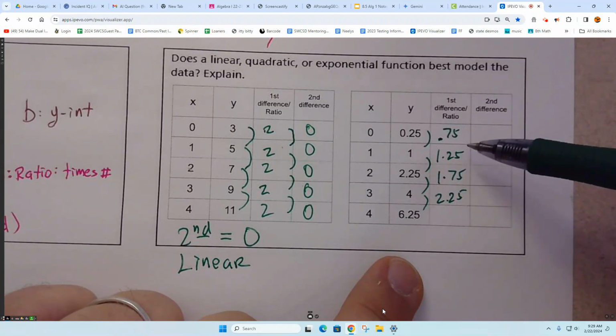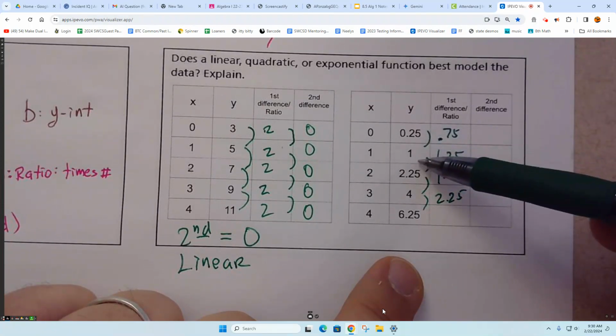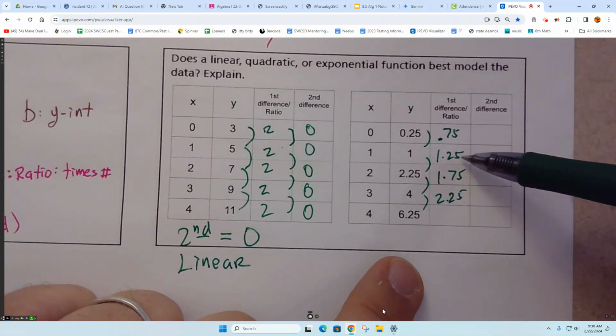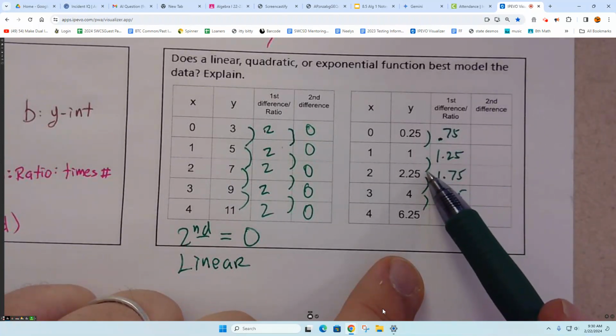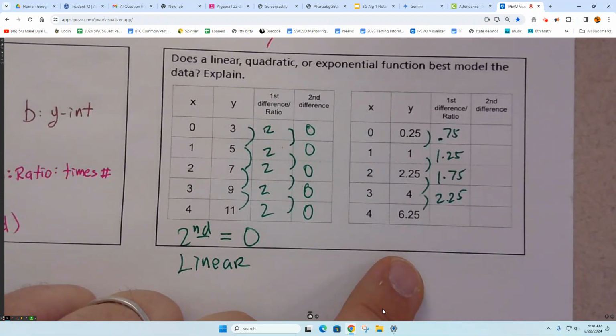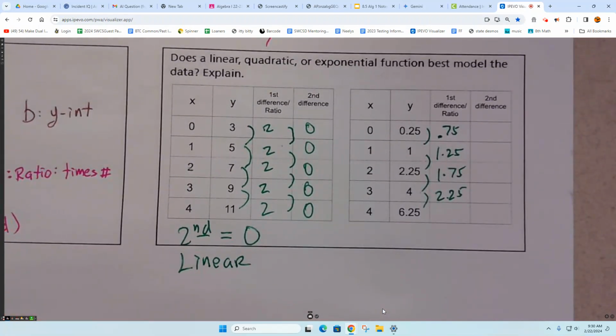So tell me, Hannah, tell me the first number you have on your sheet. This change right here. 1.75. Okay, wait, no, that's 0.75. Right. And then 1.25, and then 1.75, and then 1.75, and then 2.25. Where is that? Oh, I was looking at the difference between the 2 and the 4.